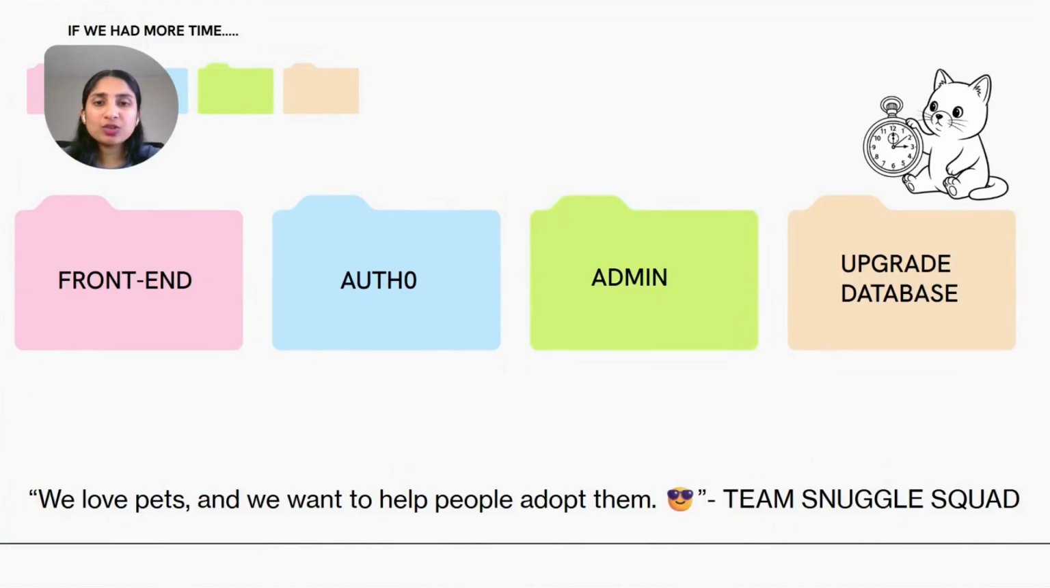If we had more time, there are some features we would love to expand on. We would build a front end interface to make adoption more user friendly, and we would fully implement Auth0 for smooth third party authentication. We would add more admin functionalities, giving better oversight and control. And lastly, we would work on upgrading the database for scalability as the number of pets and users grow.